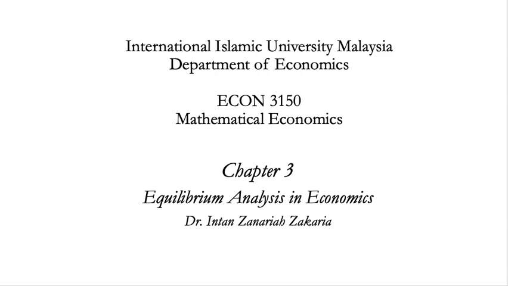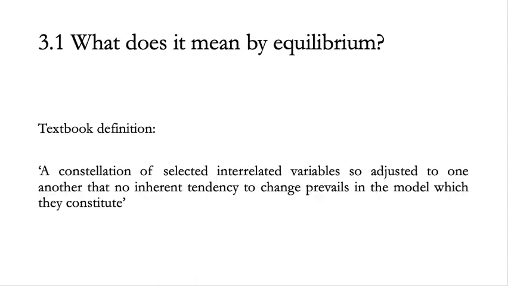So, if you read the textbook, equilibrium itself is actually a constellation of selected interrelated variables so adjusted to one another that no inherent tendency to change prevails in the model which they constitute. So that means when we have equilibrium, and if the equilibrium is stable, there is no tendency for any of the variables in the subject matter to change. Okay. So this is equilibrium.